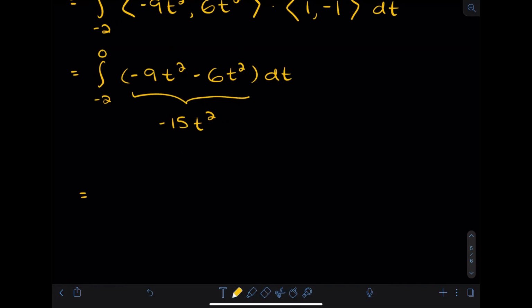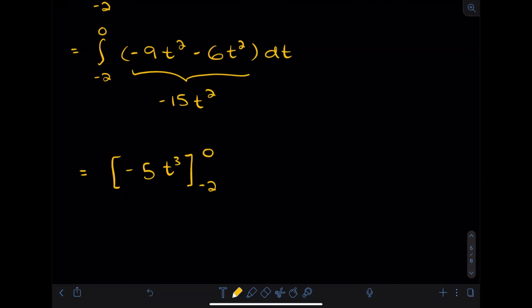So we want to integrate this. So we're going to have minus 5, the minus 15 divided by 3, t to the 3, and we're going to evaluate that from minus 2 to 0. So we'll now just work that out.